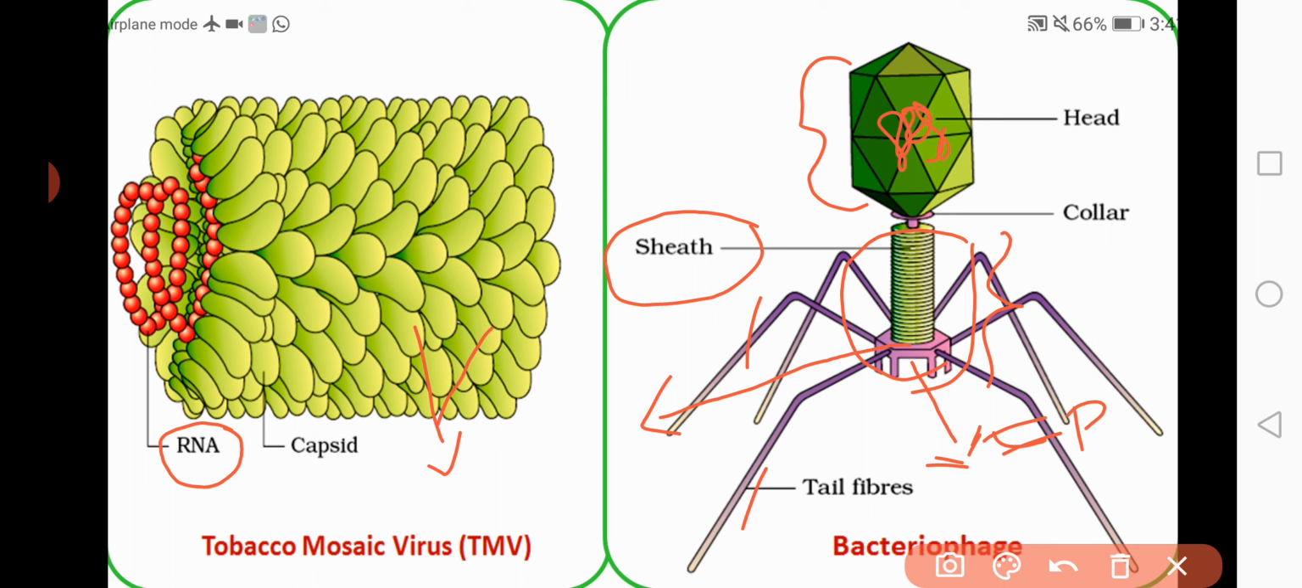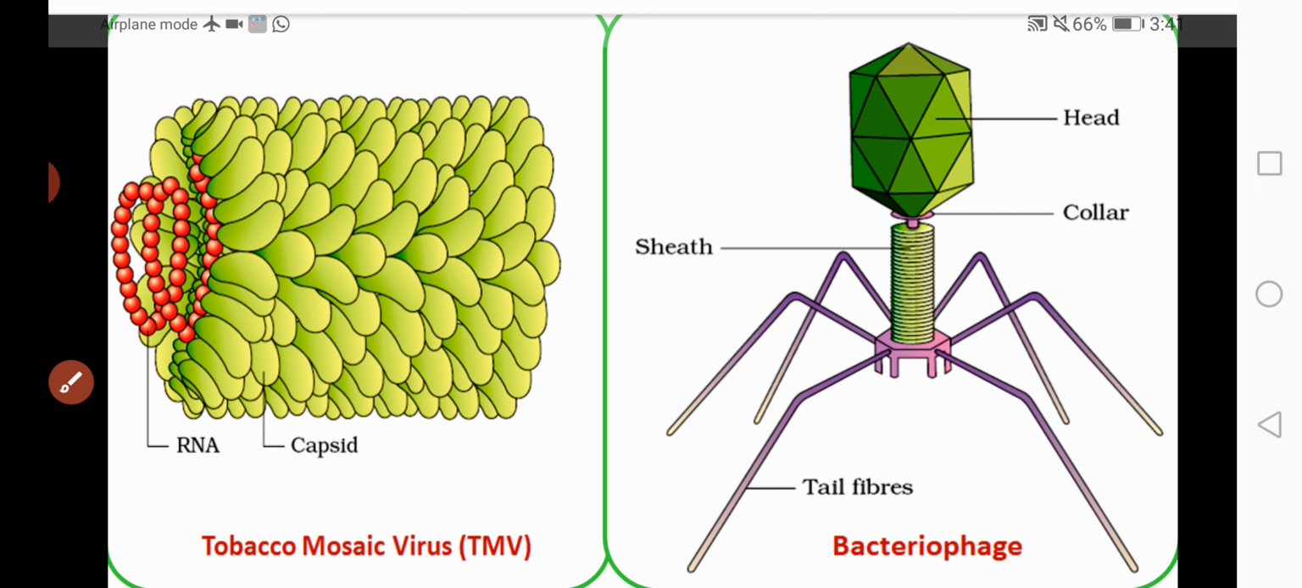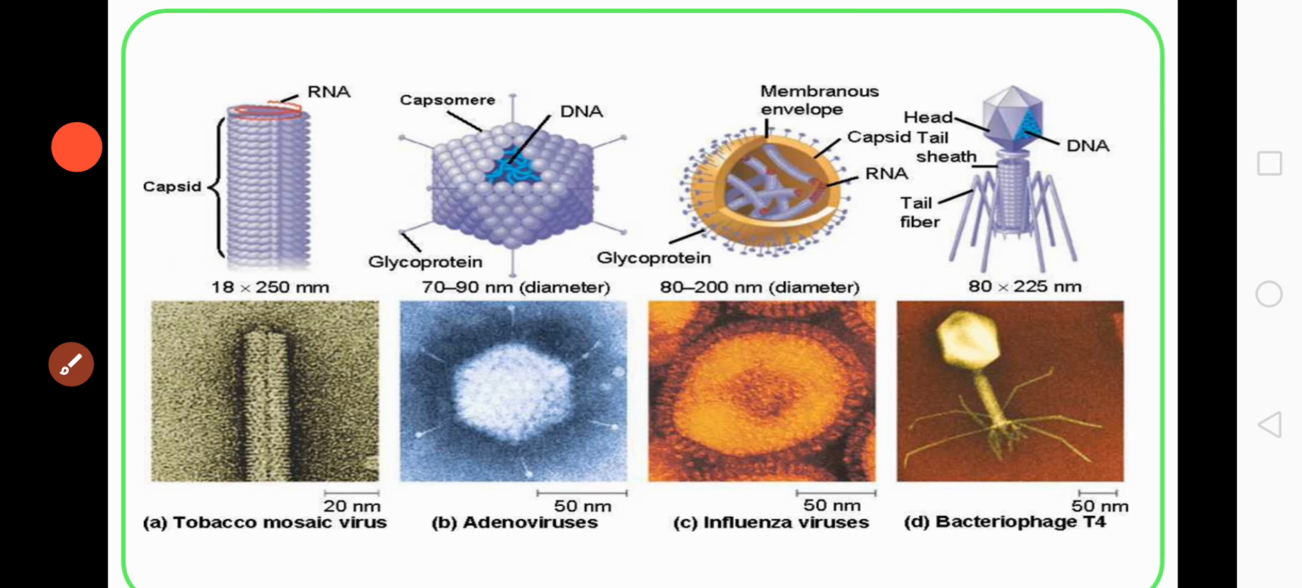Understood? So these are about the structure of TMV as well as the structure of bacteriophage. Understood? Any doubts? Clear? Okay, we'll move on to the next slide. So these are the pictures of different types of viral particles: tobacco mosaic virus, adenovirus, influenza virus, and bacteriophage.